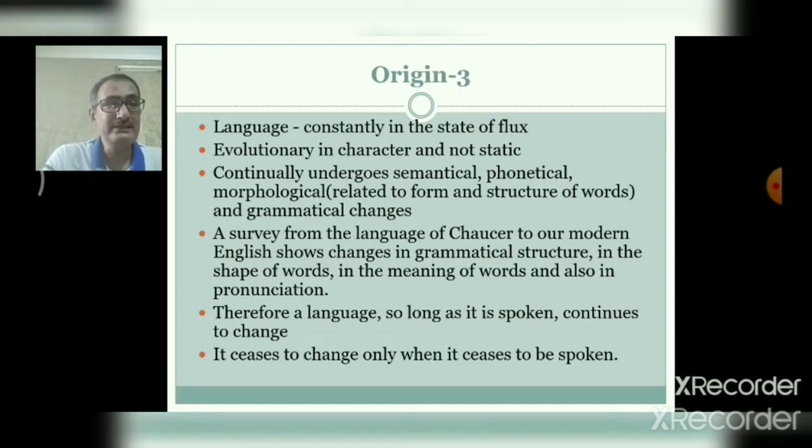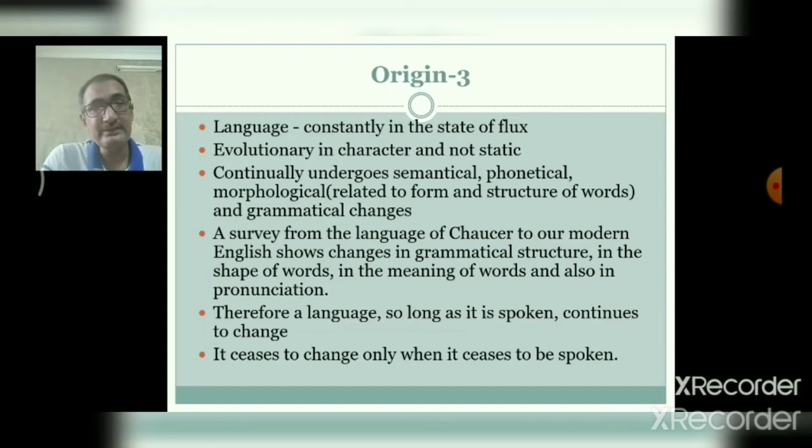Then the second one is phonetical. Phonetical is basically from the word phonetics. Now what is phonetics? Phonetics is a scientific study of sound. So it deals with the pronunciation of certain words in the English language or any language. But these pronunciations also undergo a number of changes with the passage of time.